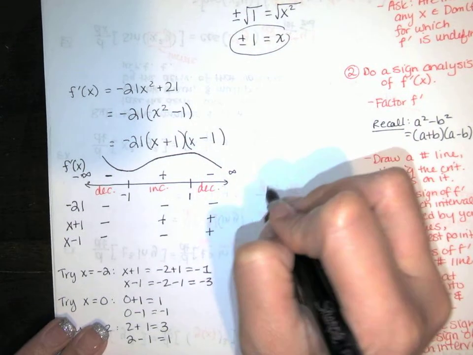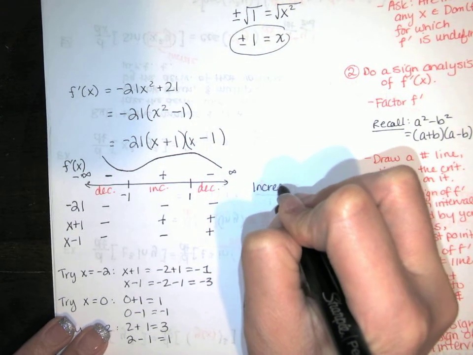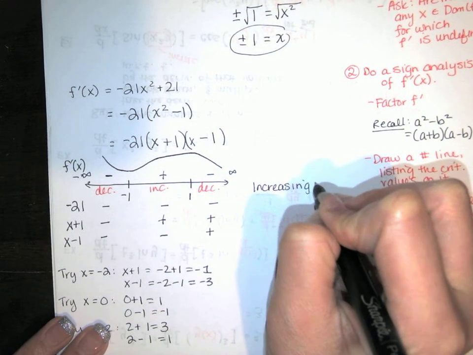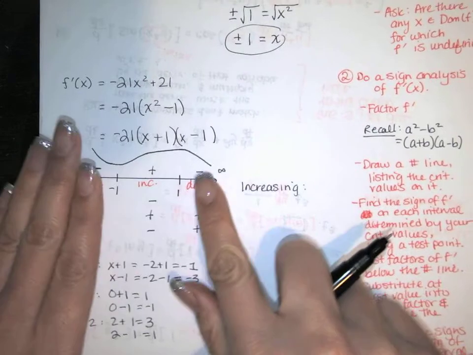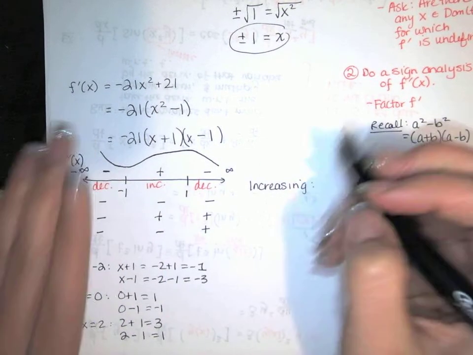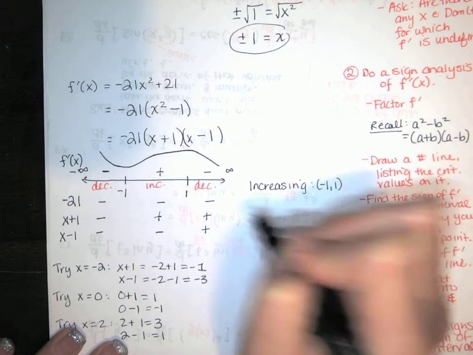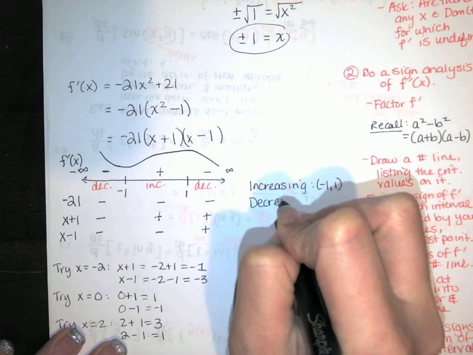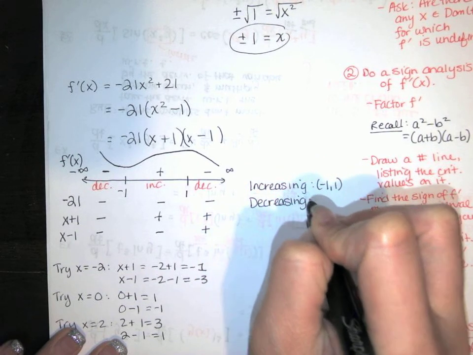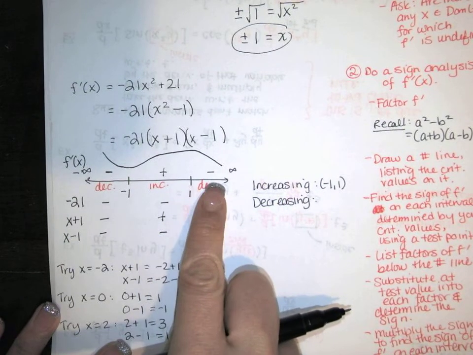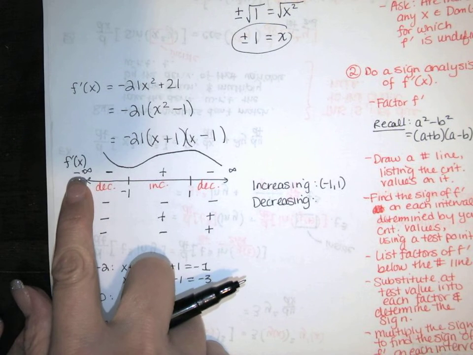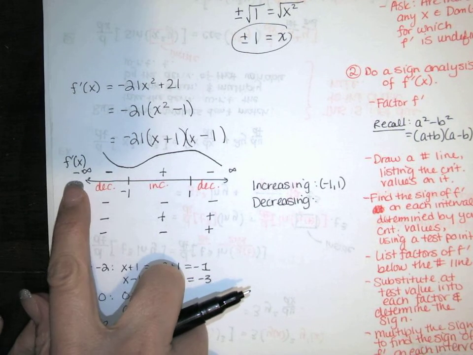Okay, so where is it increasing? It's increasing on this interval right here. The endpoints of the interval are -1 and 1. And it's decreasing on 2 intervals, this one and that one, that goes all the way from negative infinity to -1 if we're going from the far left.